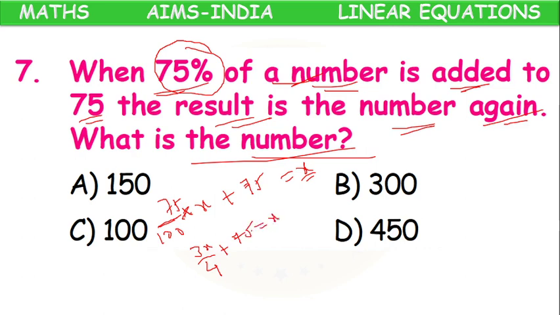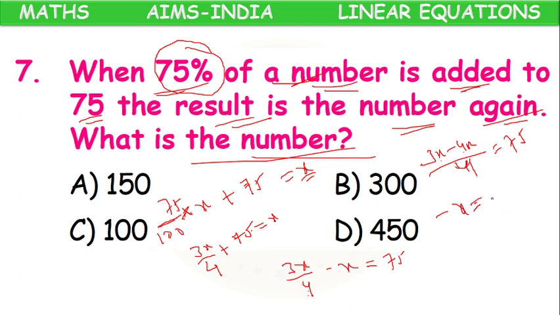equals x, or we can take x on one side. So 3x by 4 plus 75 equals x; x comes this side, minus x equal to 75. So we can write it as 3x minus 4x, whole by 4, equals 75. From minus 4x, if we remove 3x, it will become minus x.